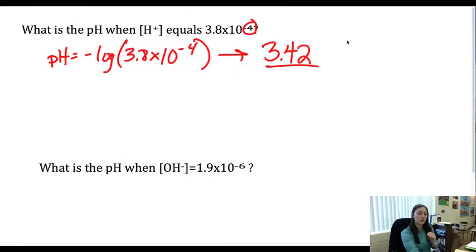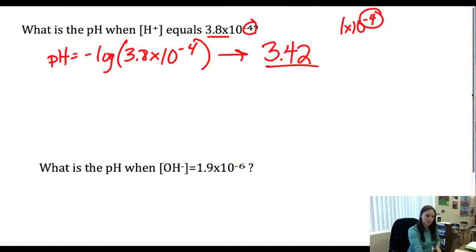It would work the same if I had a concentration of 1 times 10 to the negative fourth. My pH would be 4. If you had a concentration of 1 times 10 to the negative seventh, my pH would be 7. So it's this front number that throws it to be a little bit different, but you're usually right around what your exponent value is.